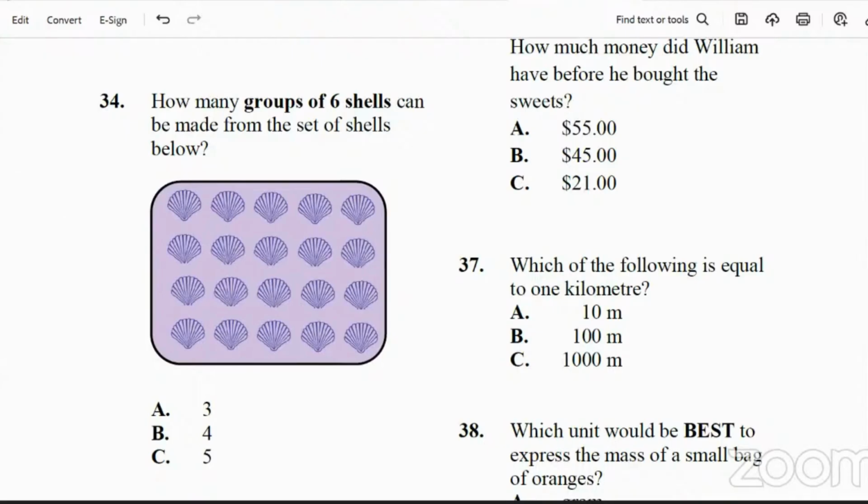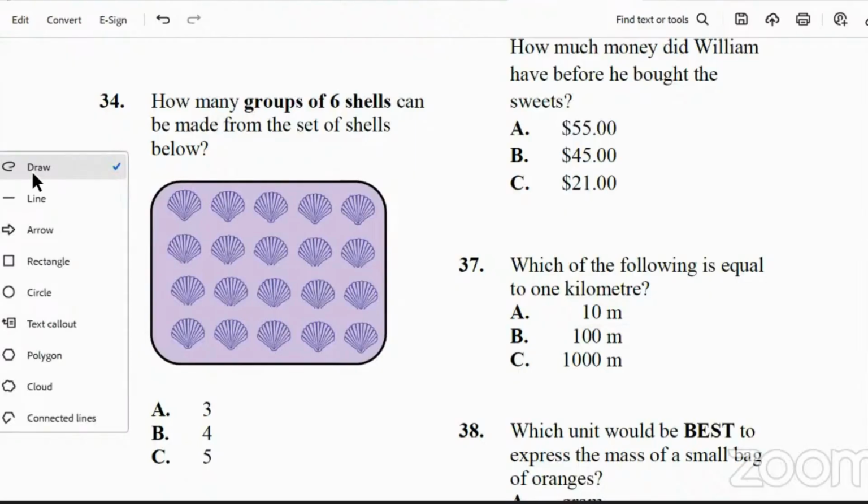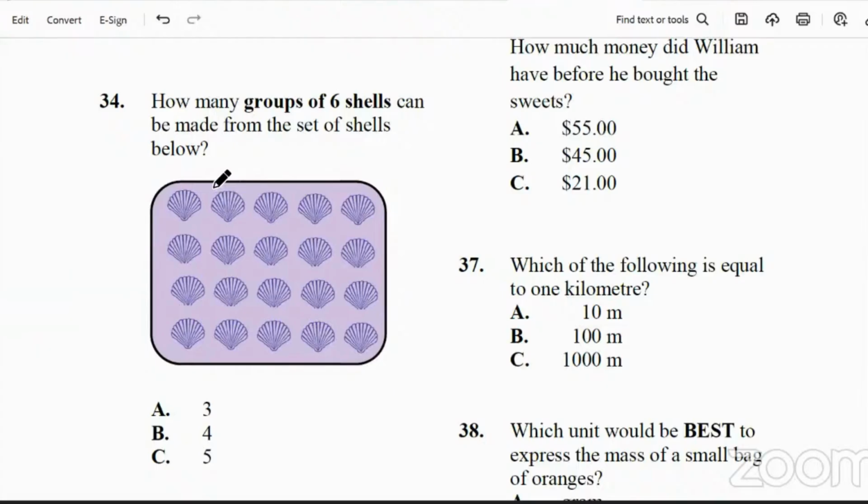Again, if you know your multiplication, you could have gone ahead: 5 across and 4 down. That's 20 shells. How many groups of 6 shells can be made? We would have known the answer, but if not, there are different ways to do this. Let's go ahead and do groups of 6. All right, so here's one group, counting out 6. Here's another group of 6.